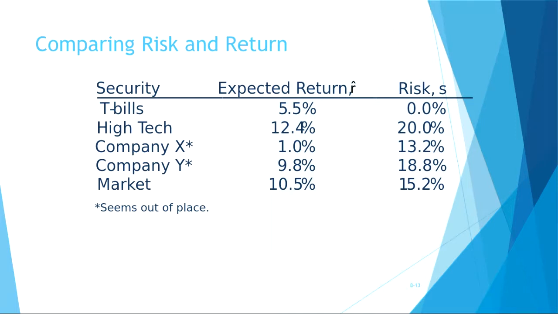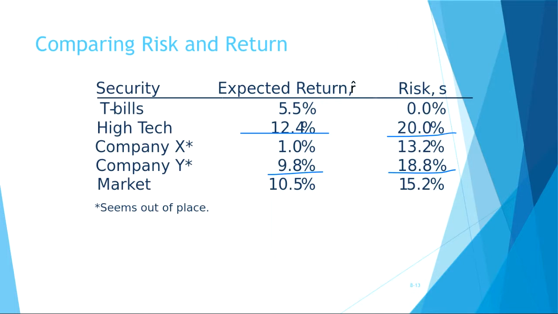Yes, we have the expected returns, right? Now we add this risk, standard deviation, as well, Nurlan, right? In that graph, we have expected returns only. Then we add this risk as well. So we know that the expected return of high-tech is 12.4%, right? We already calculated the standard deviation 20%, right? Company Y is 9.8% with the standard deviation of 18.8%, and the market, right? So these are the investment alternatives. If you do not want to take risk, of course, the T-bill is the only alternative. There isn't any risk, zero risk, right? But the return is 5.5%, low return.